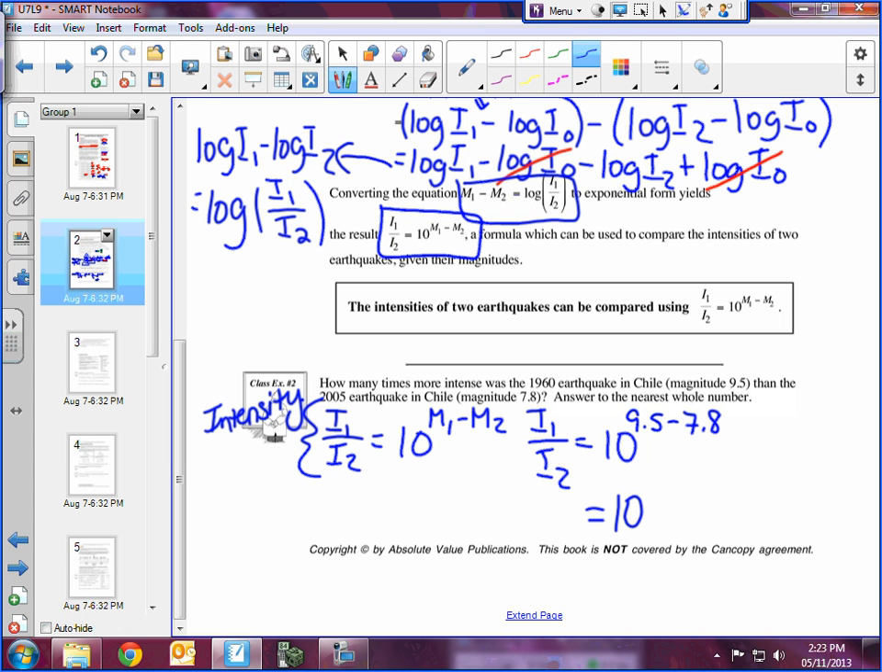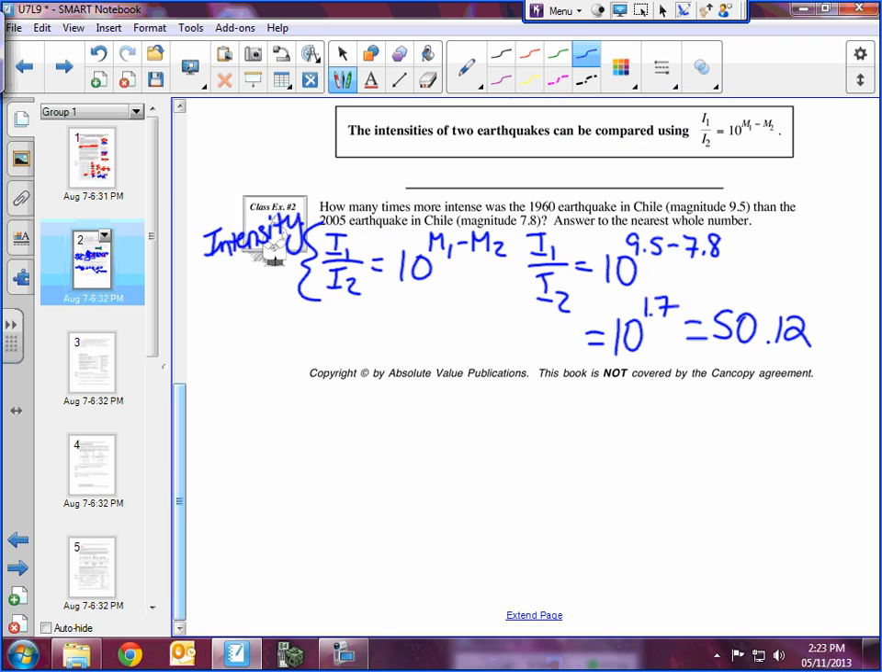What's 9.5 minus 7.8? 1.7. What is 10 to the exponent 1.7? Okay, so if it's asking for the intensity, how do you answer this? If you got 50.12, then to finish this question, you would just round this to the nearest number, so 50 times more intense.